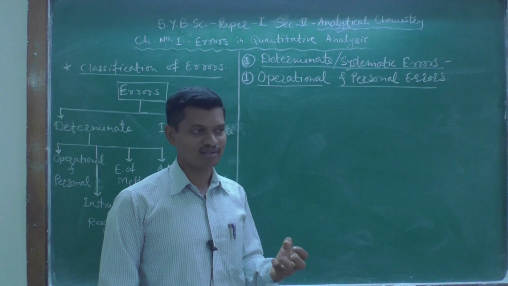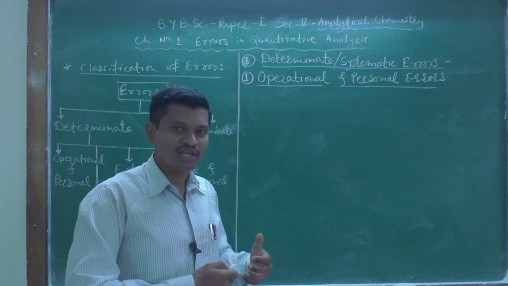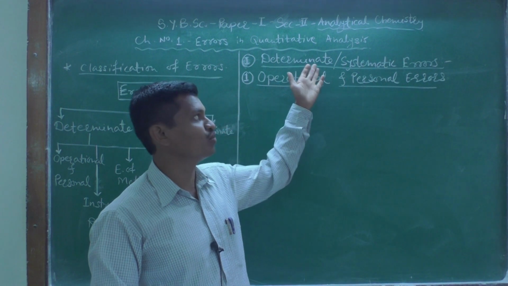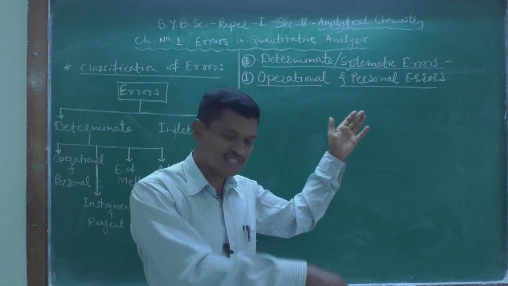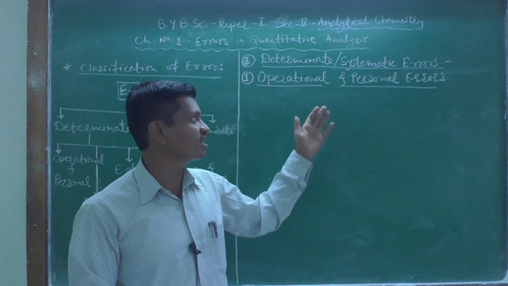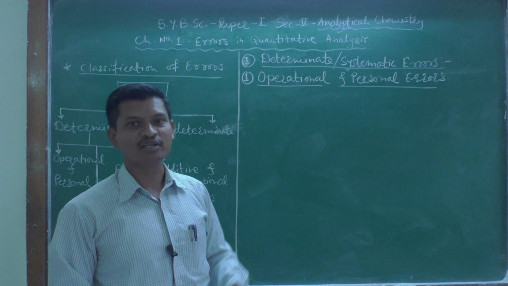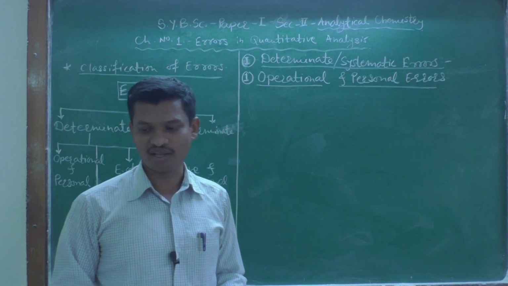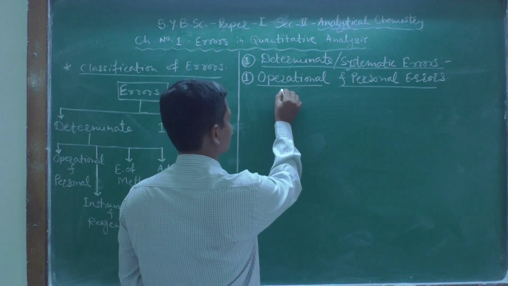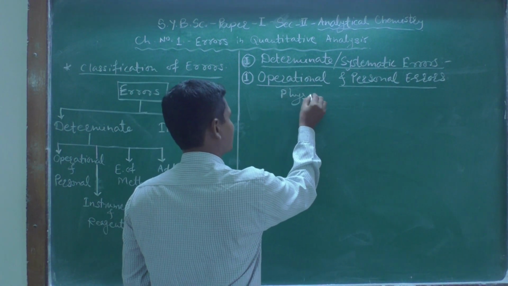So we know that these are the errors occurring due to that particular person. So we are able to determine and fix that particular error. That's why this is included under the determinate or systematic errors. These errors are generally physical in nature.